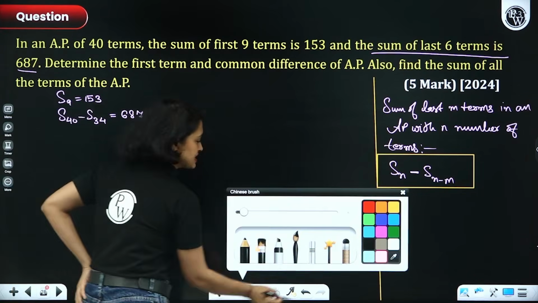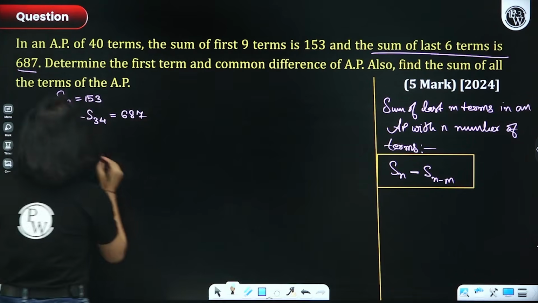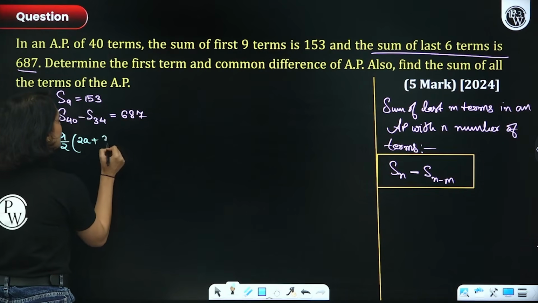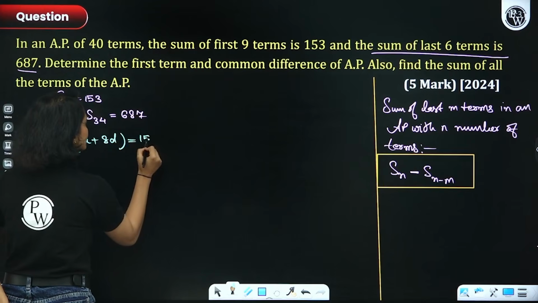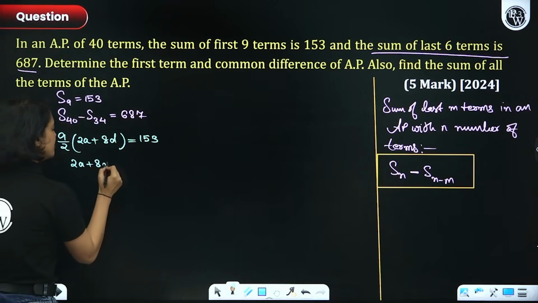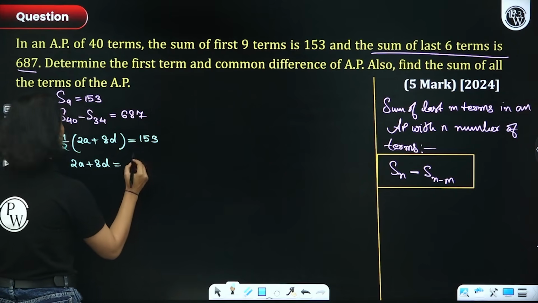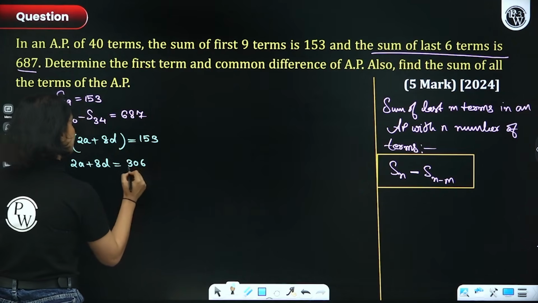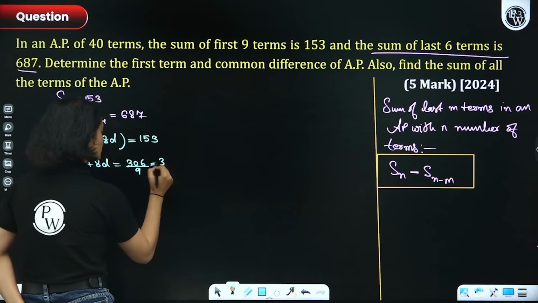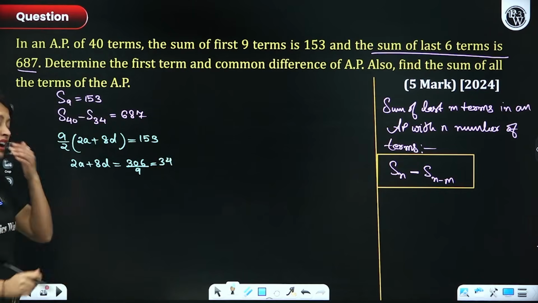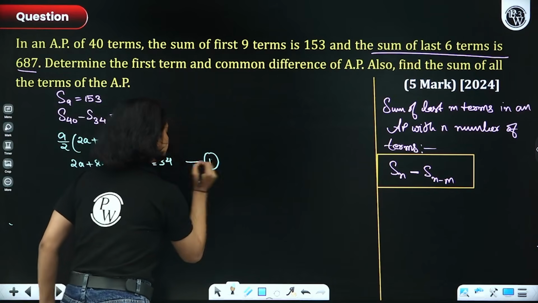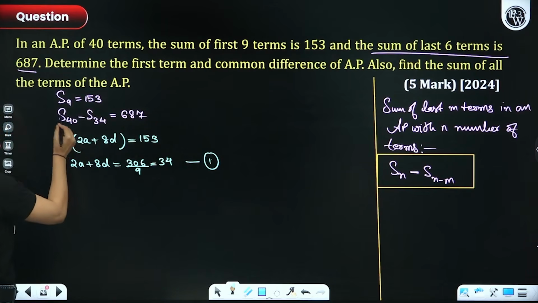So, from S9 is equal to 153, we can say that 9 by 2 into twice of A plus 8D is equal to 153, right? So from here, 2A plus 8D would be equal to what? 153 into 2, that would be 306 divided by 9. I think it is divisible. So let's see, 9 into 3 is 27, 34. Yes. So we get 2A plus 8D is equal to 34. Equation number 1, everyone.